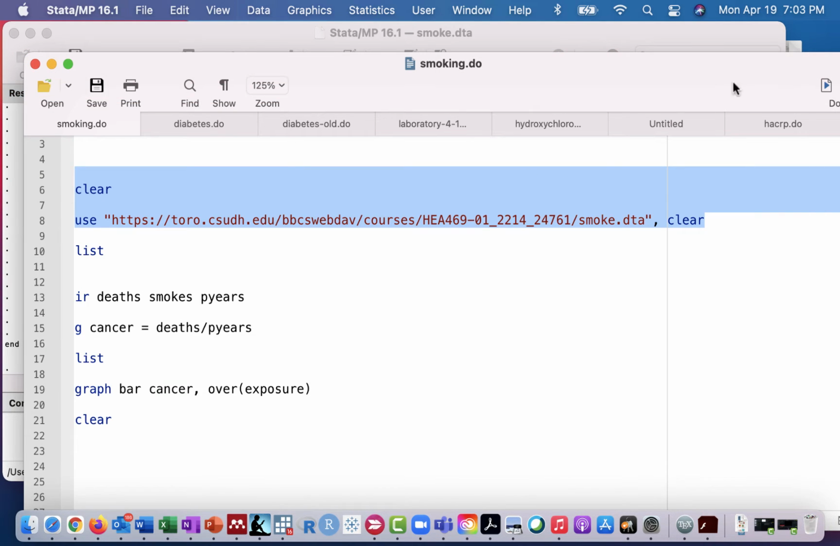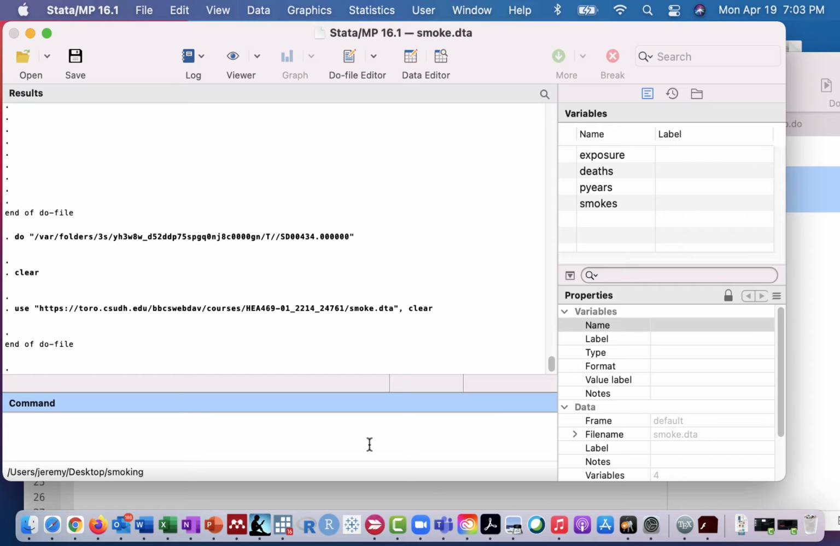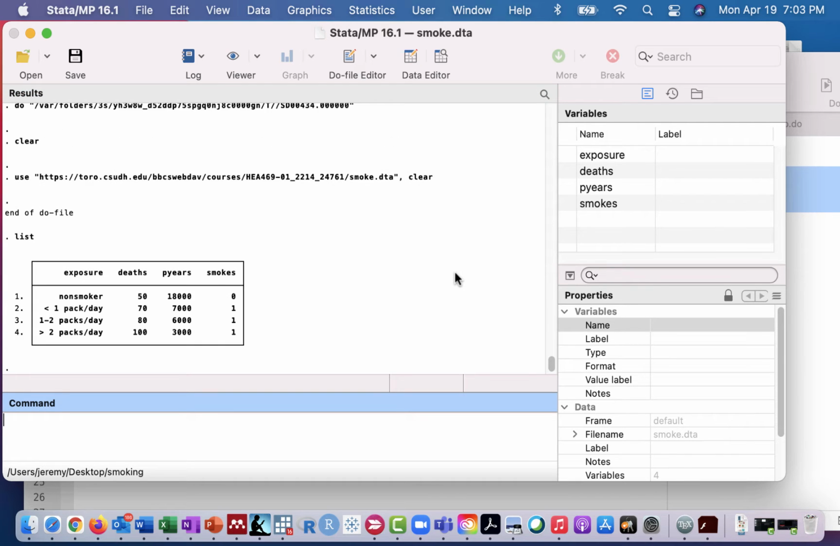I'm just trying to make it so I can switch back and forth between what they call the do editor here, where it has the code, and then the Stata console, where it puts all of the output.